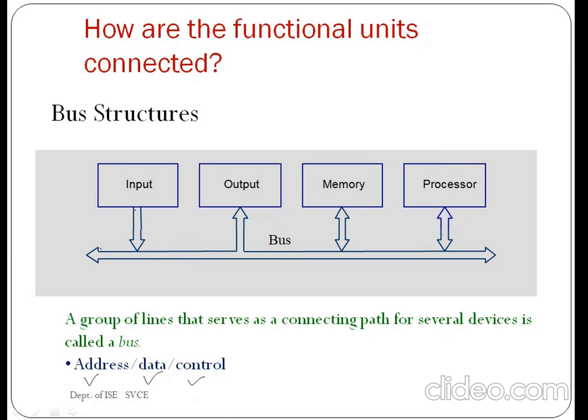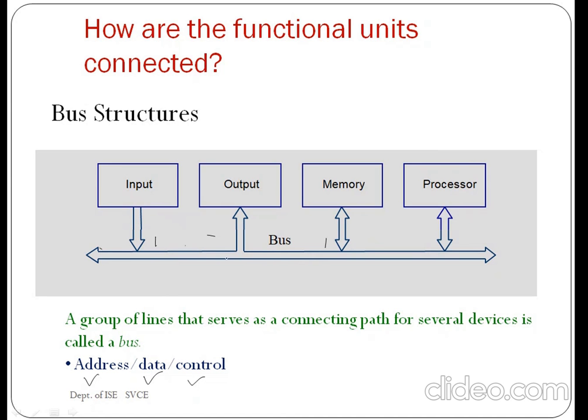The limitation of this bus is that at any given time only two devices or two units can be actively involved in transmission of data. Only one data transmission can take place at a given time. That is a restriction. So if there is a transmission between input and memory, only these two devices will be active. The remaining units cannot transmit any data. Only these two devices can send data at a given time. That is about the single bus.